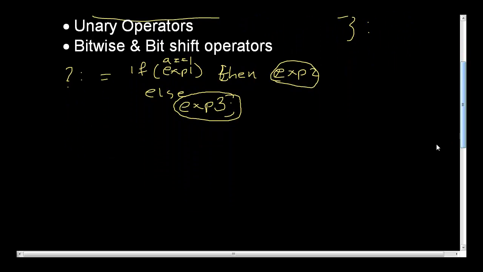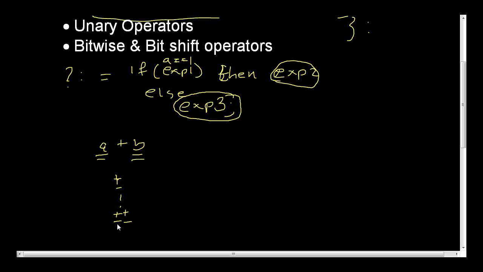Another class of operators are unary operators. Unary operators are operators which require only one parameter. Usually, the addition operator is a binary operator. It requires one operand and a second operand to do the addition operation. On the other hand, the unary operators are plus, minus, not, plus plus, minus minus.